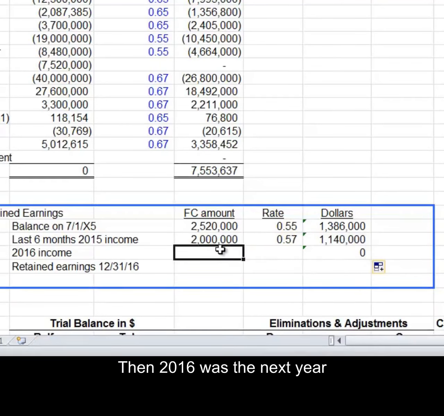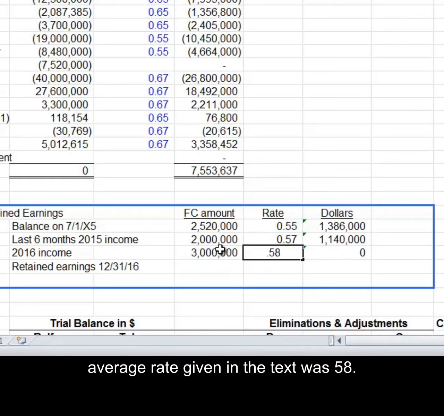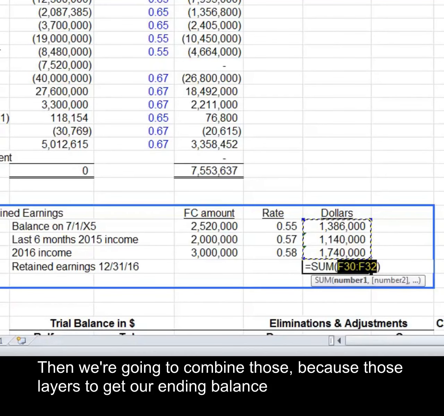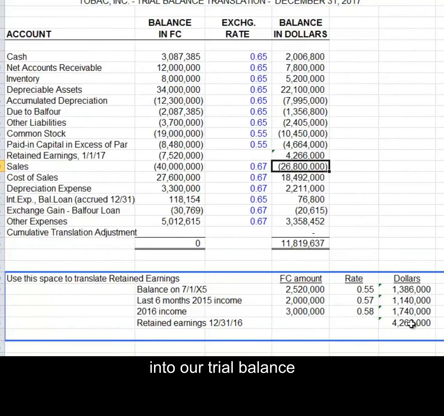Then 2016 was the next year, and total earnings in the foreign currency was $3 million. Average rate given in the text is 58. So that's how we get our dollar amount of $1,740,000. Then we're going to combine those because of those layers to get our ending balance for 2016, which would also be the beginning balance for 2017, and we're going to bring that up into our trial balance as a credit amount.